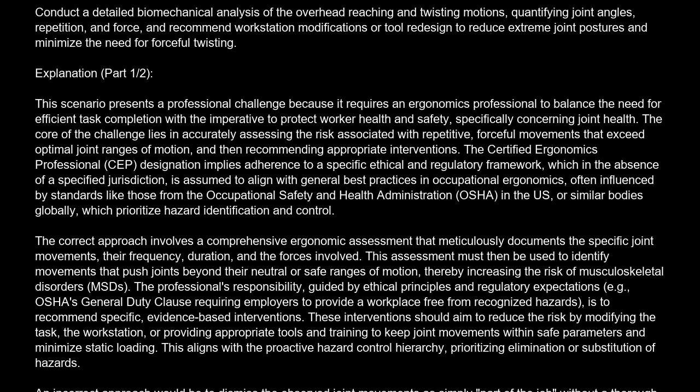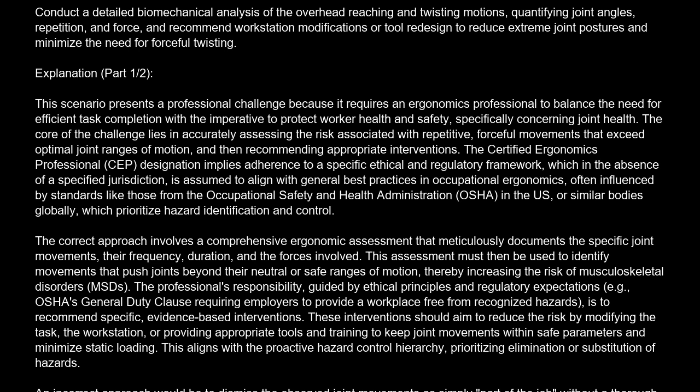Correct approach involves a comprehensive ergonomic assessment that meticulously documents the specific joint movements, their frequency, duration, and the forces involved. This assessment must then be used to identify movements that push joints beyond their neutral or safe ranges of motion, thereby increasing the risk of musculoskeletal disorders, MSD.